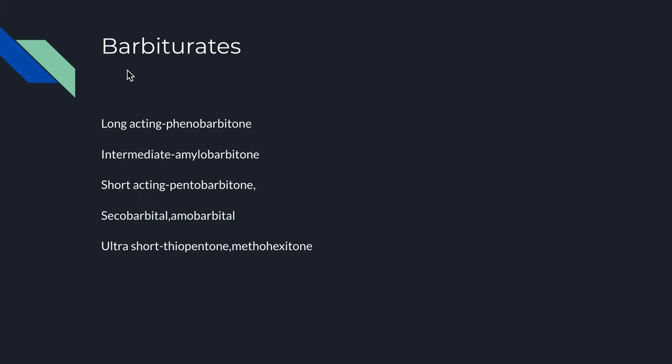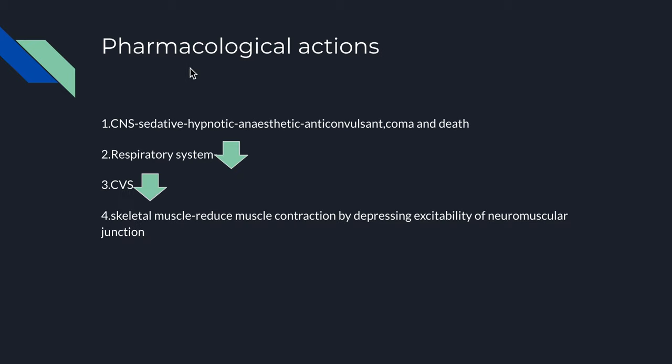Coming to the classification of barbiturates, there are long-acting such as phenobarbital, intermediate such as amylobarbital, short-acting such as pentobarbital, and ultra-short such as thiopentone and methotrexate. Pharmacological actions. On the CNS in a dose-dependent manner, barbiturates have a sedative, hypnotic, anesthetic, and anticonvulsant effect in a dose-dependent fashion. At an even higher dose, they cause coma and death.